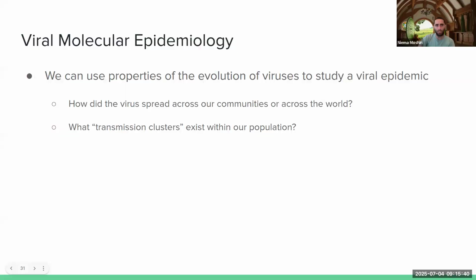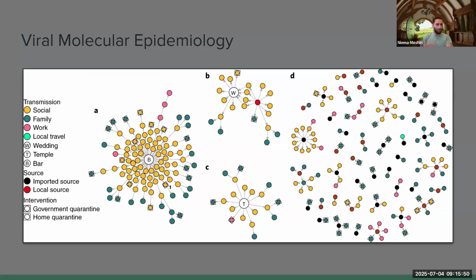We can also answer questions like what transmission clusters exist in our population. So in the early days of COVID, and you might be too young to remember it too thoroughly, there was this big question of, there's this new virus. It spreads from just talking to people. What do we shut down? Do we stop travel? Do we close down restaurants? Do we close down bars? Do we close down religious places?